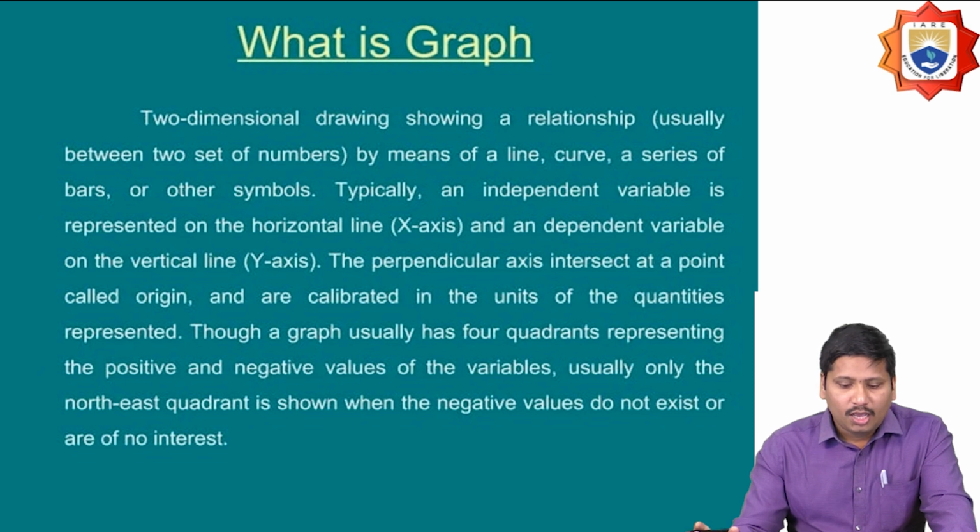and the perpendicular axes intersect at a point what we call the origin. The graph normally has four quadrants representing the positive and negative values of the variable, and usually only the northeast quadrant is shown, and negative values do not exist or are of no interest. Okay, so this is the graph, and many of you know that we have the x-axis and y-axis, the horizontal line and vertical line, the perpendicular axes intersect at the origin, and the graph has four quadrants where you can show positive and negative values.